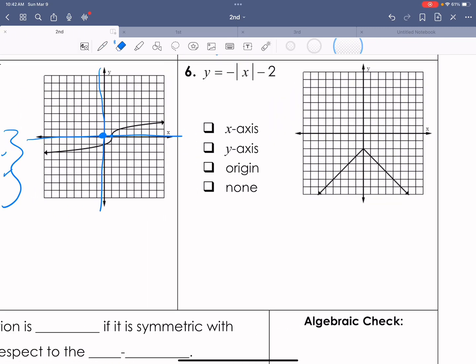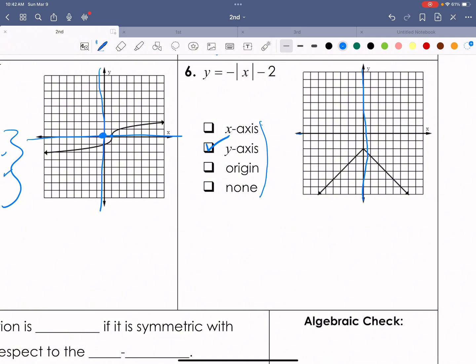So now let's look at number 6. Now remember, these are the only choices that you have: x-axis, y-axis, origin, or none. So with regard to the x-axis, no, if I flip this, its symmetry line is not at the x-axis, so that's no. But if I flip it at the y-axis from side to side, I do have symmetry. So that's going to be my choice.